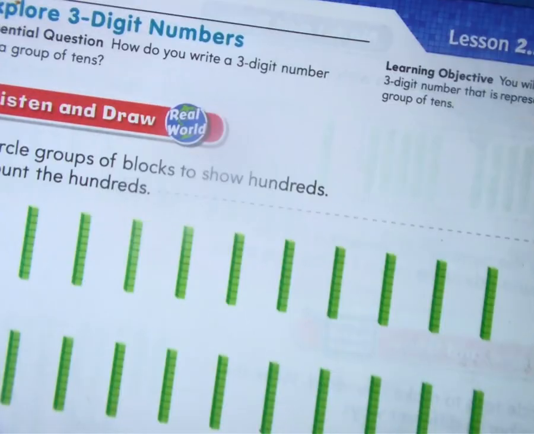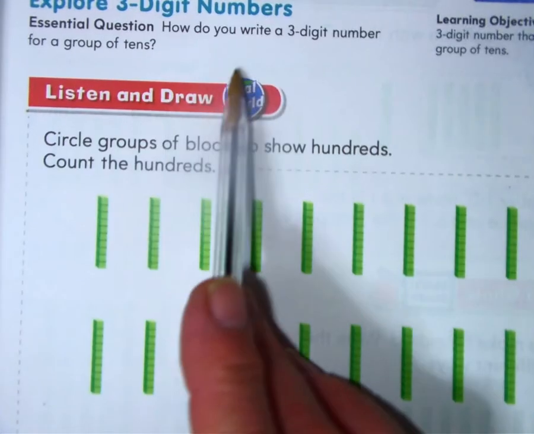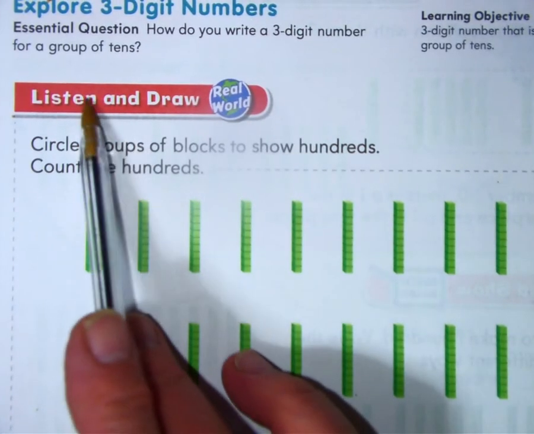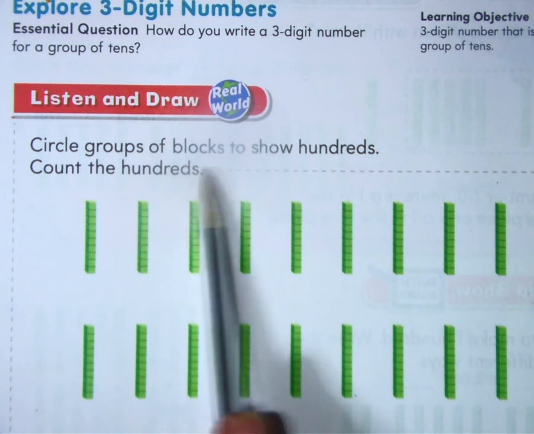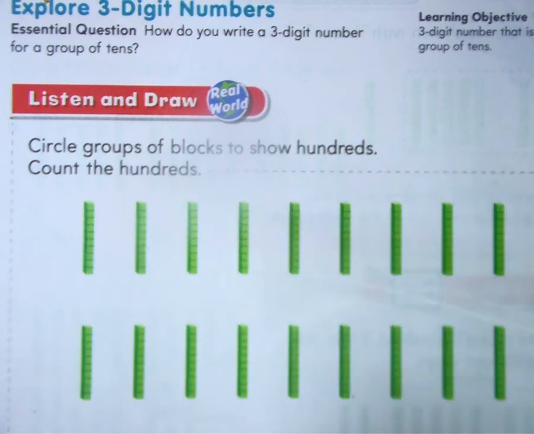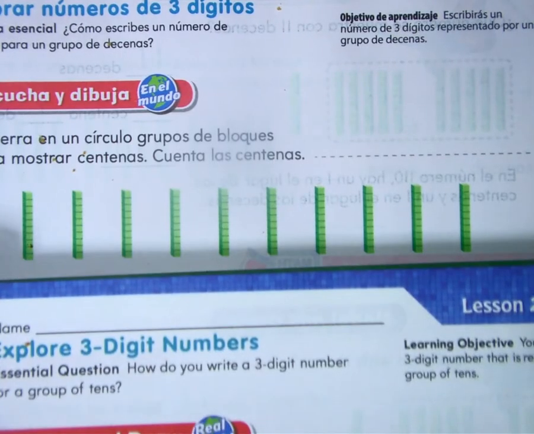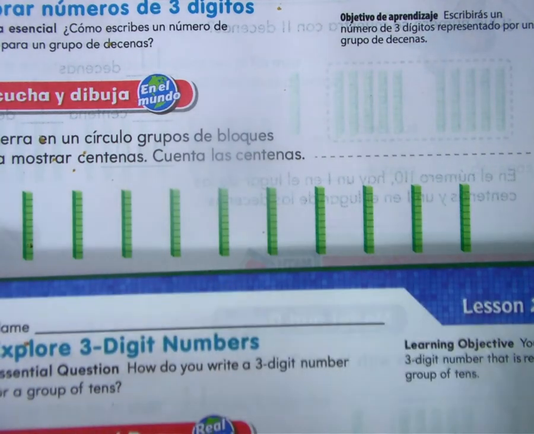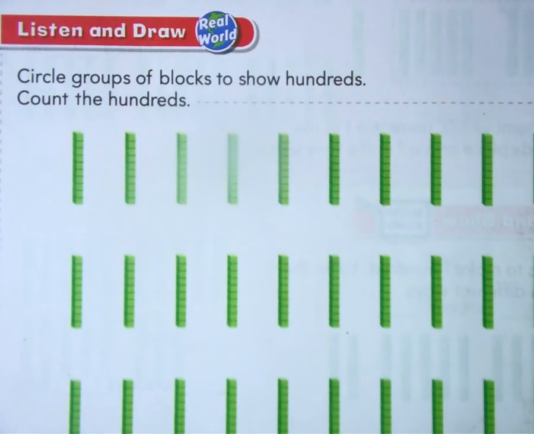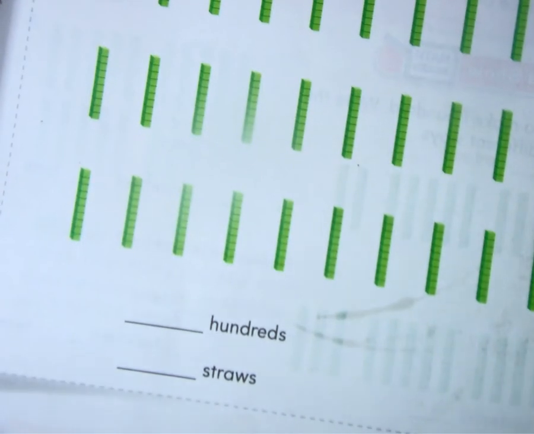Explore three-digit numbers. How do you write a three-digit number for a group of tens? Circle groups of blocks to show 100s. Count the hundreds. Encierra un círculo grupos de bloques para mostrar centenas. Cuenta las decenas.